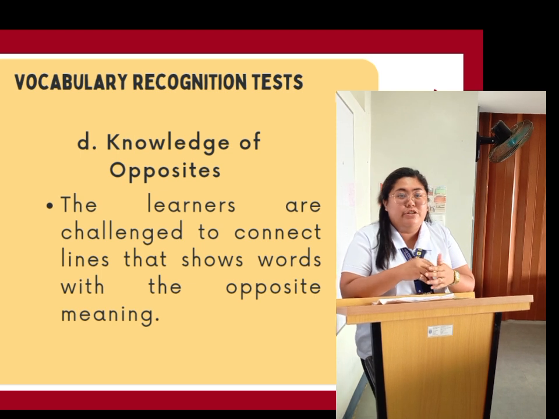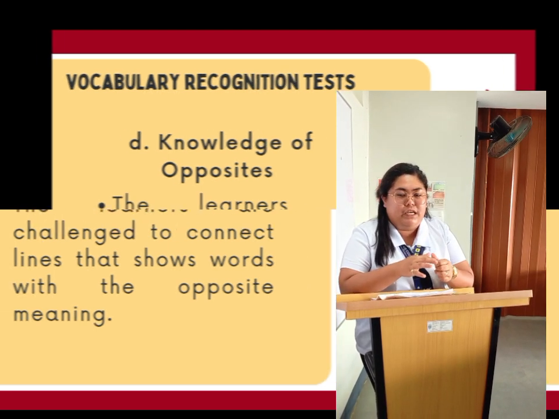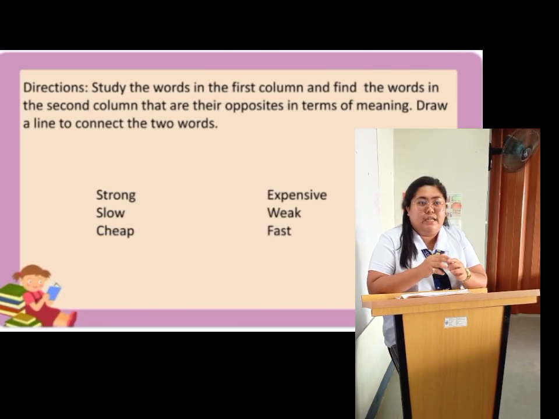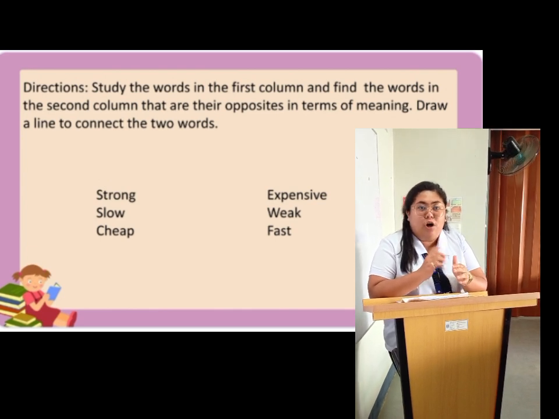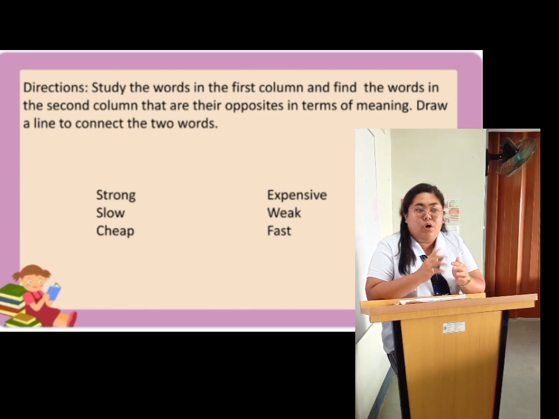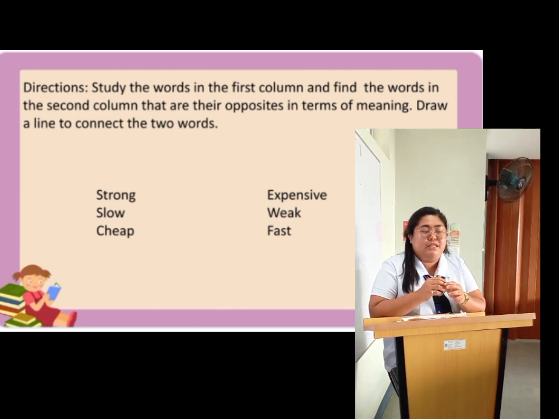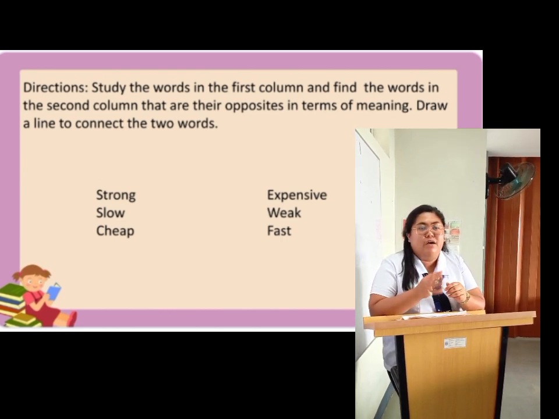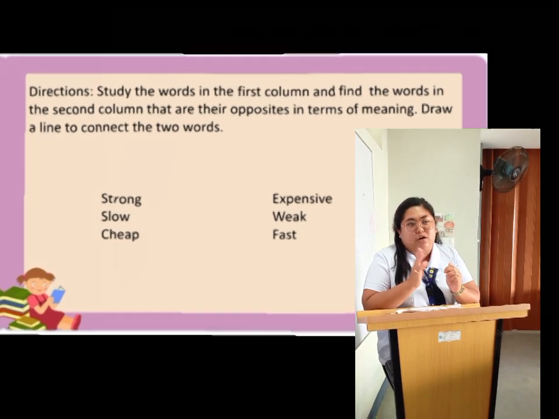In continuation, the fourth one is knowledge of opposites. This means that the learners are challenged to connect lines that show words with opposite meanings. Here's our example direction. The learner should study words in the first column and find the words in the second column that are opposites in terms of meaning. Draw a line to connect the words. As you can see in the presentation, the first column has strong, slow, and cheap, and the second column has expensive, weak, and fast. The learners will connect with a line the words in column A.